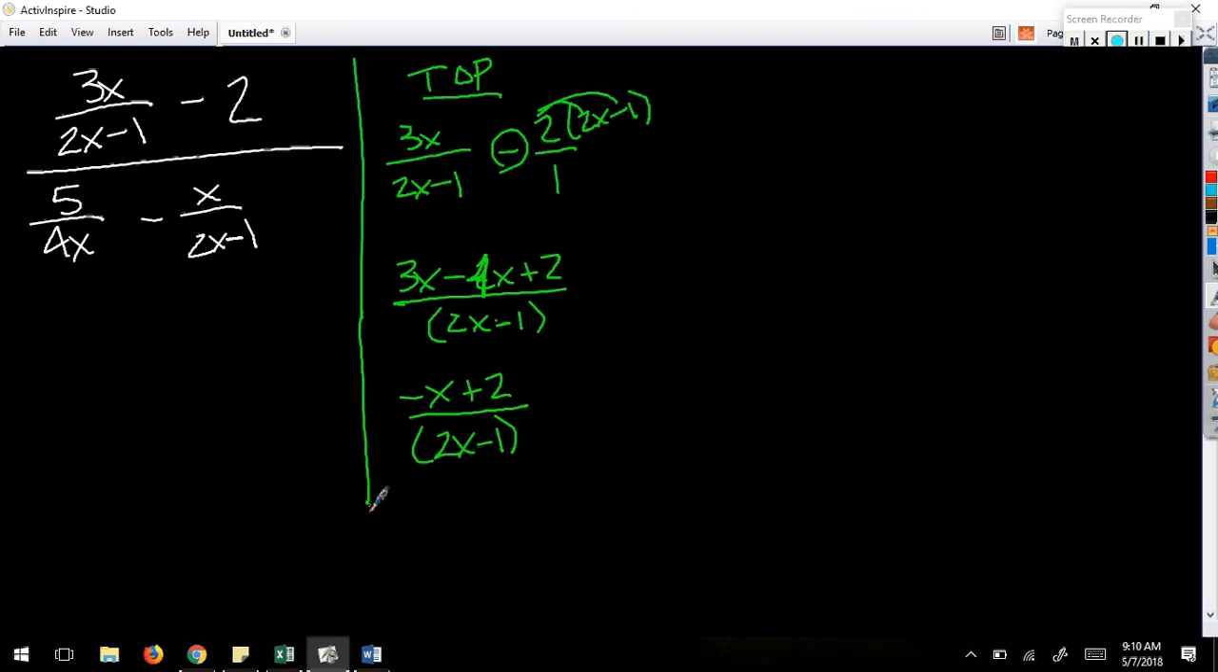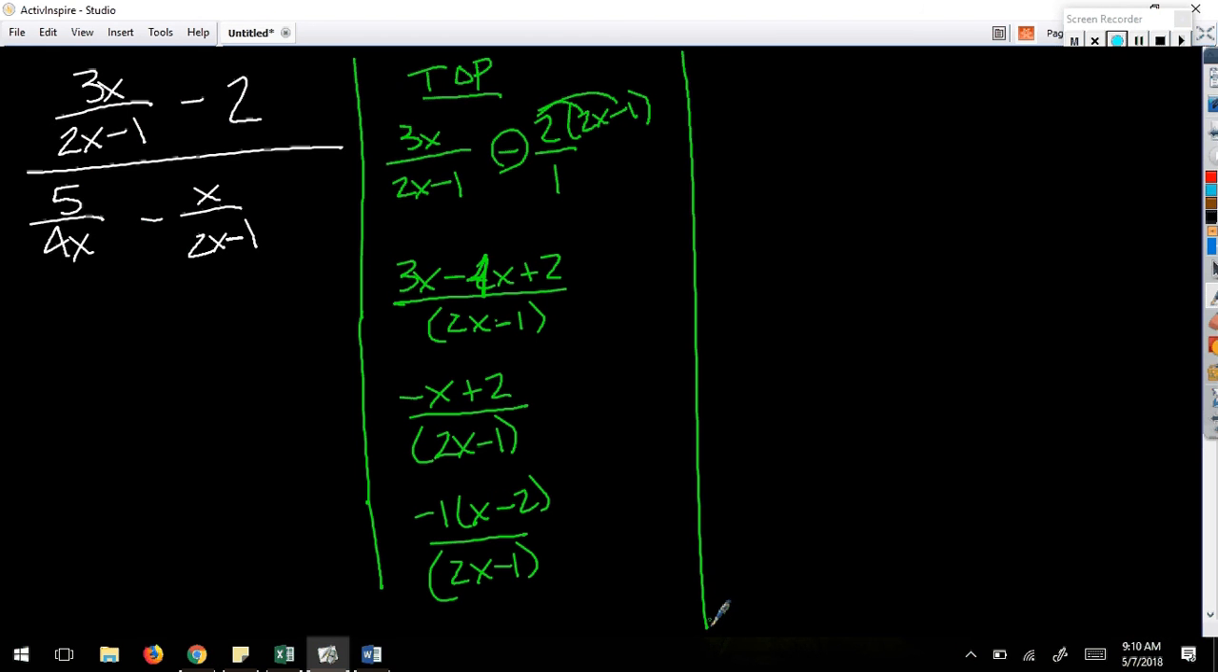Okay, and I may decide, depending on how that bottom looks, to make this negative 1 times x minus 2 over 2x minus 1. We'll have to see what it looks like. 3x minus 4x. Yeah, that's a 4. When you do 2 times 2, I had originally put 2. How did you get rid of the 3? 3x minus 4x is negative 1x.